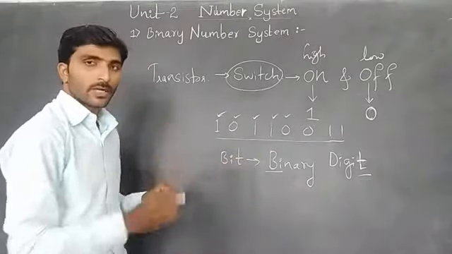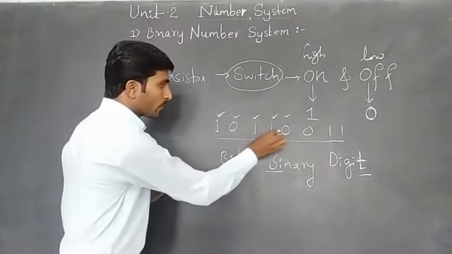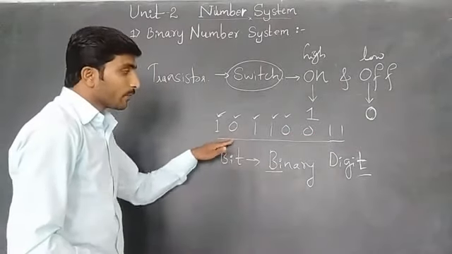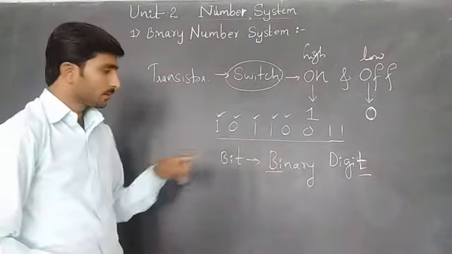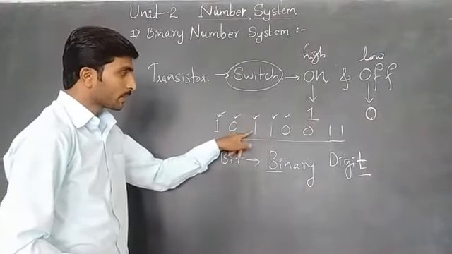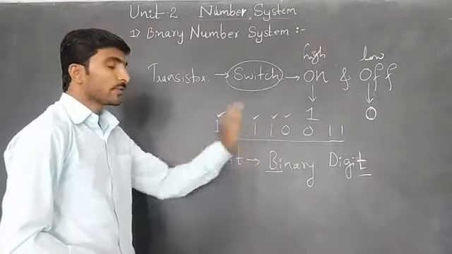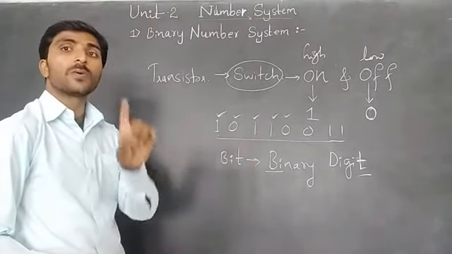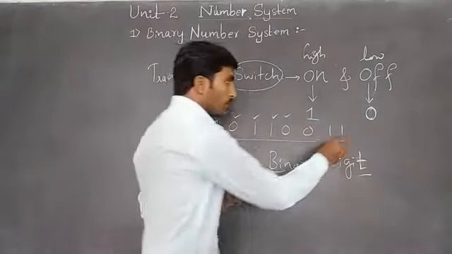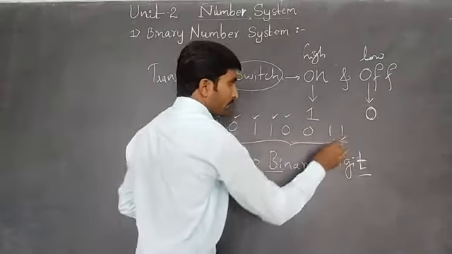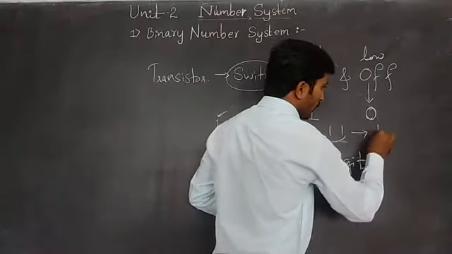So here, assume, count here: 1, 2, 3, 4, 5, 6, 7, 8. The group of 8 bits. This is called a bit. This also is a bit. This also is a bit. The group of 8 bits is called 1 byte.